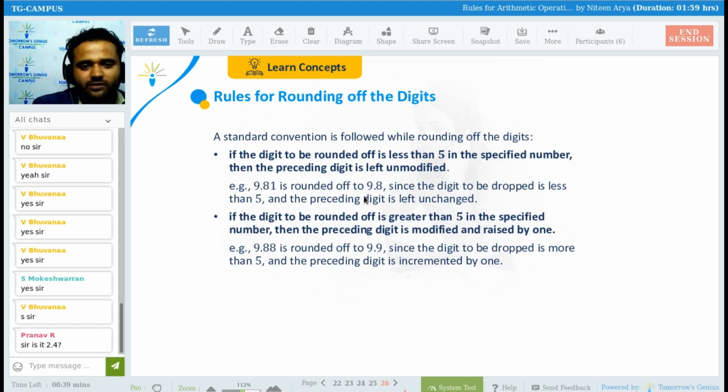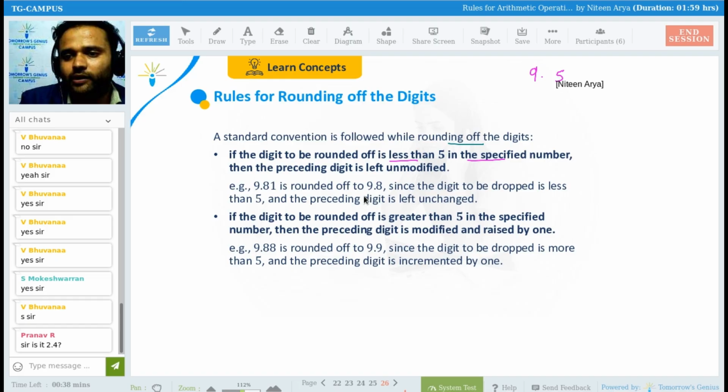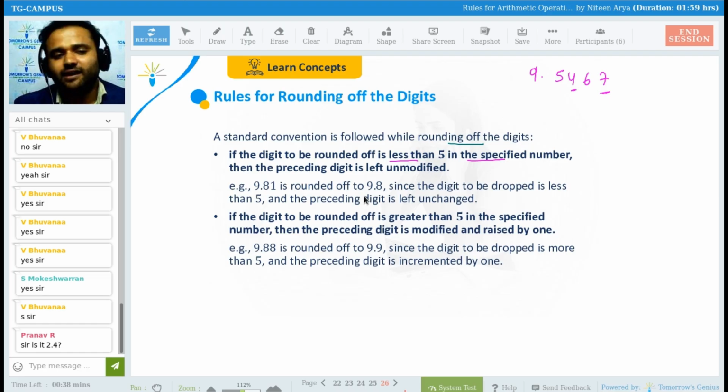Okay, so these are some rules. Let's discuss this one also. A standard convention is followed while rounding off the digits. If I write it down, that is written on the paper. That's it, nothing more than that. If the digit to be rounded off is less than 5 in the specified number, then the preceding, meaning the previous digit. Again 9.546, this is your preceding, and 7, this is the exceeding. Preceding, pre stands for previous, exceeding, away, or you can say after.